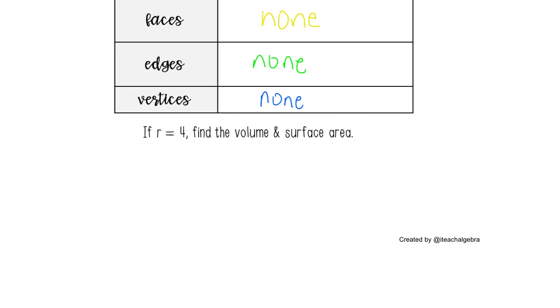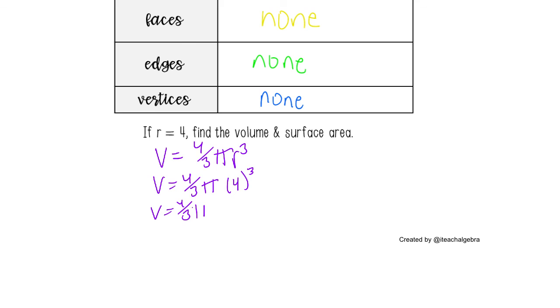Let's get these last equations all done and out of the way. If r equals 4, find the volume and the surface area. The volume, we said, is 4/3 pi r cubed. That means it's 4/3 pi times 4 cubed. That's 4/3 pi times 64. So our volume is 256/3 times pi in units cubed.